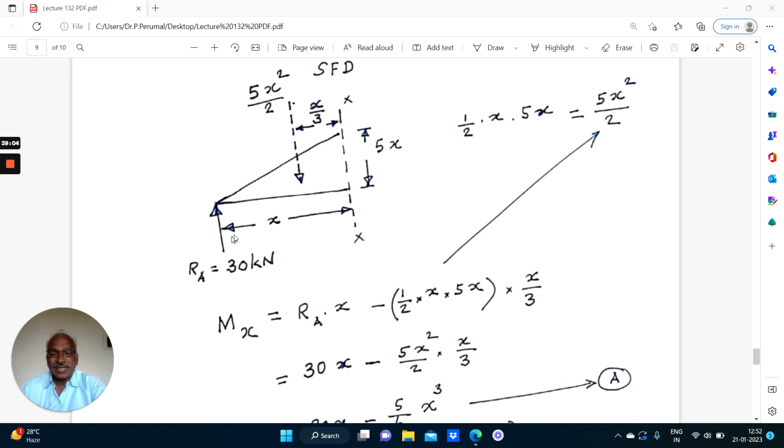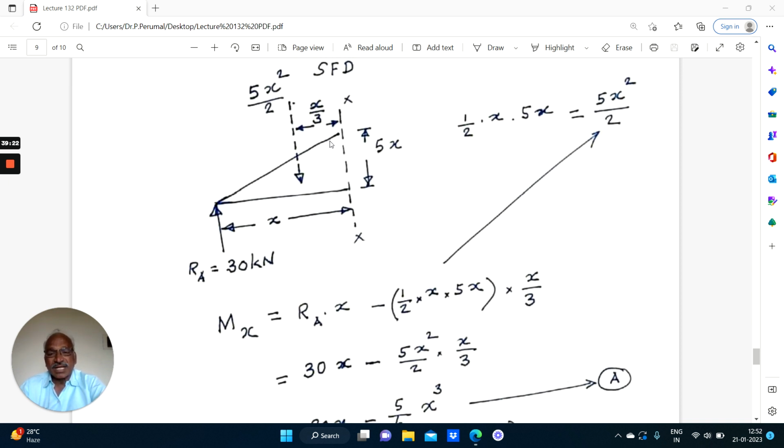Half into x into πx. Half into x into πx is πx square by 2. πx square by 2 is the total load. Area of the triangle will give you only the total load. The total load will be acting at the centroid.